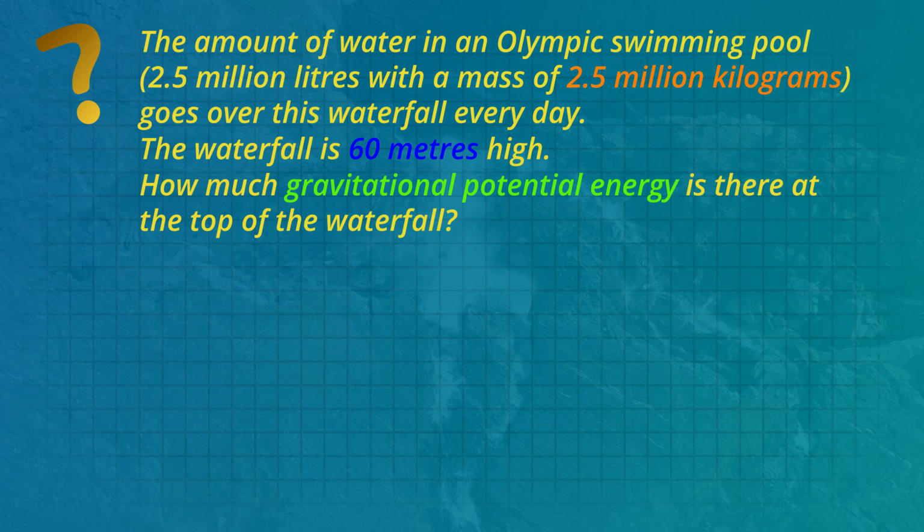In our last example of gravitational potential energy, let's consider the awesome energy of nature. The amount of water that is in an Olympic swimming pool, that's 2.5 million litres with a mass of 2.5 million kilograms, goes over this waterfall every day. The waterfall is 60 metres high. How much gravitational potential energy is there at the top of the waterfall?